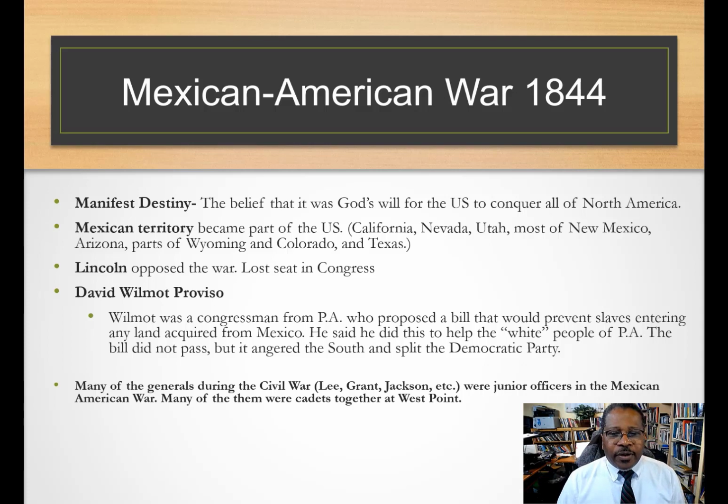Abraham Lincoln voted for this, even though he's of the opposing party, and many people assumed that David Wilmot was some kind of closet abolitionist. And then he gave a speech in which he explained that he did not introduce that bill because he's opposed to slavery. He said he was doing this to help the white citizens of Pennsylvania. How does it help white people in Pennsylvania to stop slaves from moving into California or into Texas?